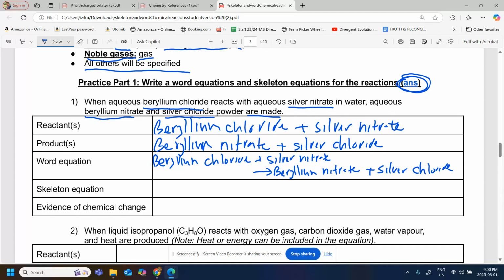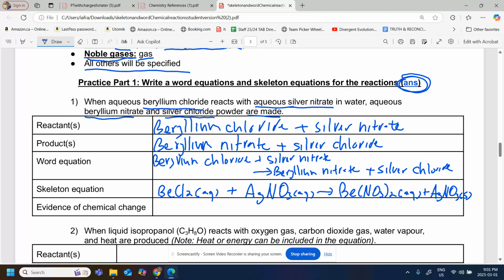Then I'll write a skeleton equation. So beryllium chloride with crisscross would be BeCl2. And it says aqueous, so it's aqueous reacting with silver nitrate. So silver nitrate's also aqueous. So silver's +1, nitrate is -1, so AgNO3, also aqueous here it says. And then it says that aqueous beryllium nitrate is made, so Be(NO3)2 with your crisscross, right? Because it's a polyatomic ion, it's aqueous. But then it says that silver chloride powder is made. And so silver chloride is with your crisscross AgCl, but it's powder, which means it's solid, like that.